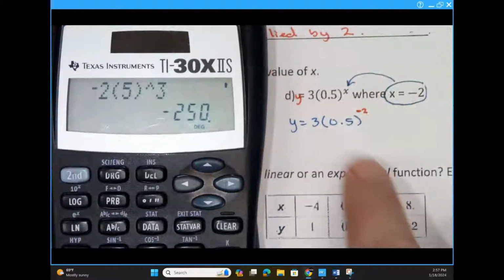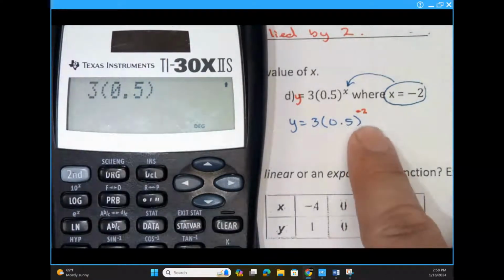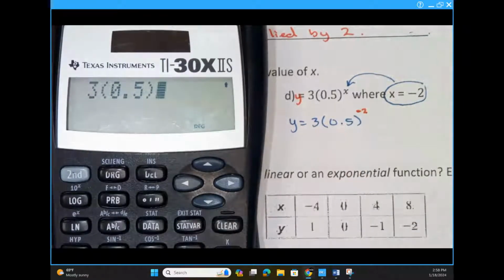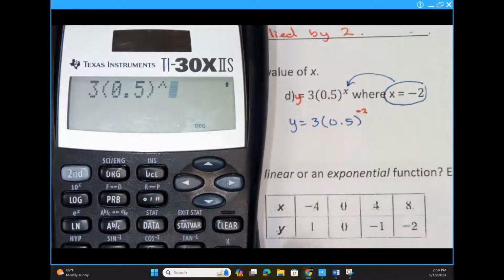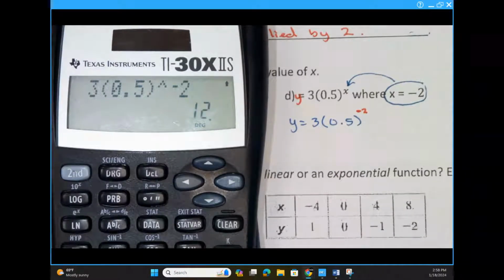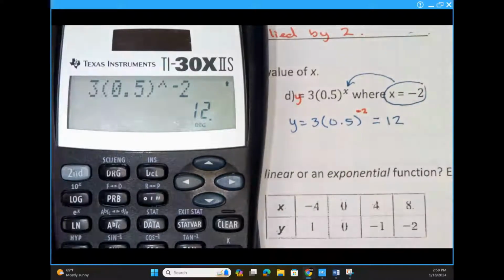I'm going to type it in exactly the way I see it. 3, parentheses, 0.5, close the parentheses. It's time to press the power button. Press your power button, the one that looks like that, pointing up. And don't forget it's a negative 2. Don't put minus, put negative 2. Hit enter, and just like that, the calculator has done all the work for us.